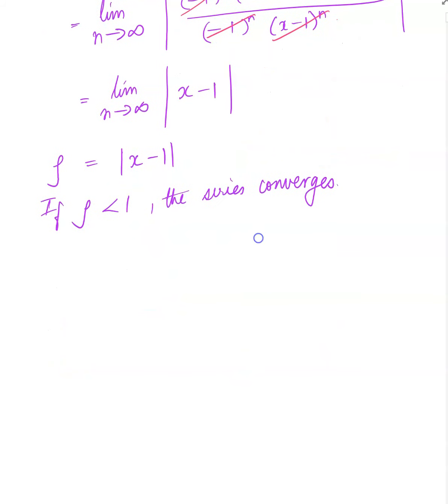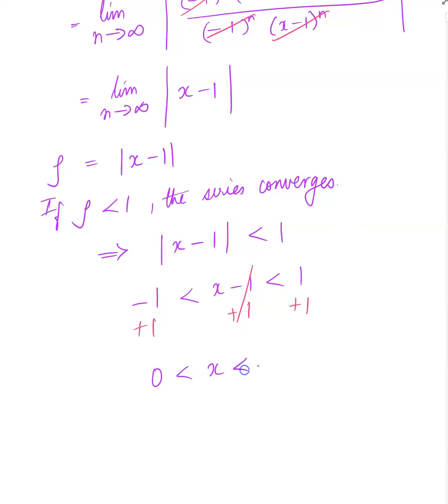Okay. And this implies rho, which is now absolute value of x minus 1, must be less than 1. Use the absolute value inequality rule to split it up like this, and then isolate x in the middle. So 0 less than x less than 2. So you get the interval 0 to 2, right? Now we need to figure out what happens at 0 and at 2. Do we have convergence at 0 and 2? So that's what we're trying to learn here. Okay.